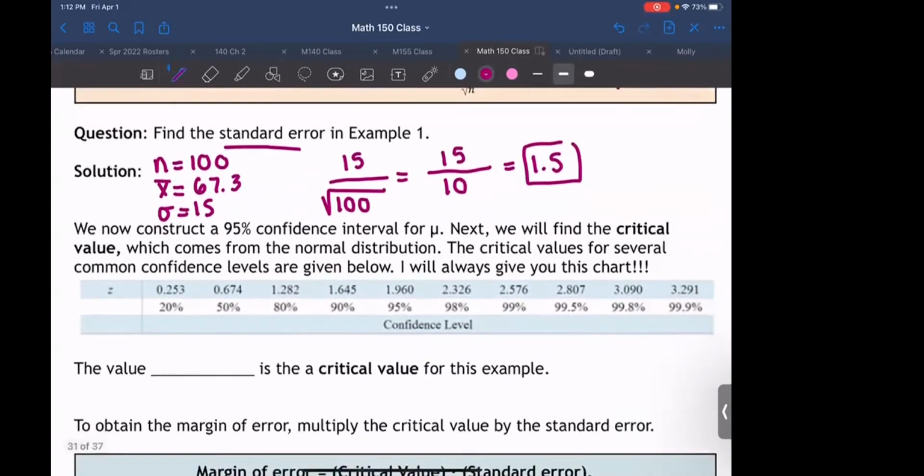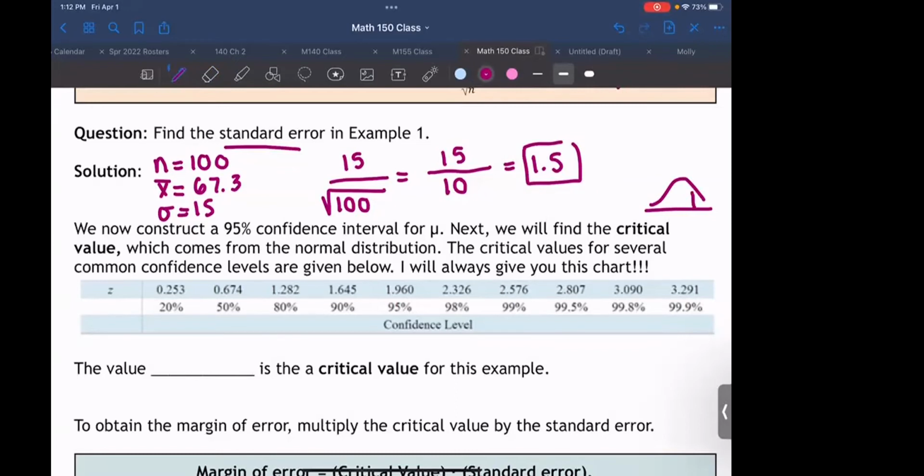Okay, we still want to find that 95% confidence interval. I know it sounds a little crazy. Don't worry about what that means yet. Next, we're going to find this thing called the critical value. Okay. Now, I don't want to go too much in depth of what this means. If you're curious, it stems from the normal distribution and how confident we are. Okay, it's one of the probabilities in the normal distribution. That's all you kind of have to know about this.